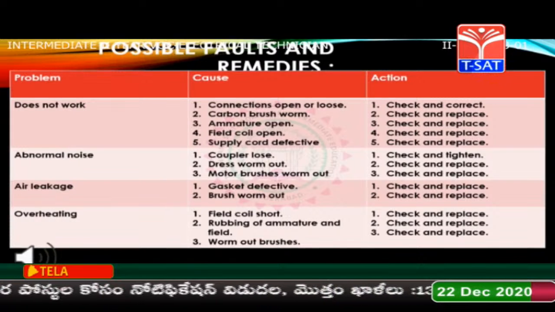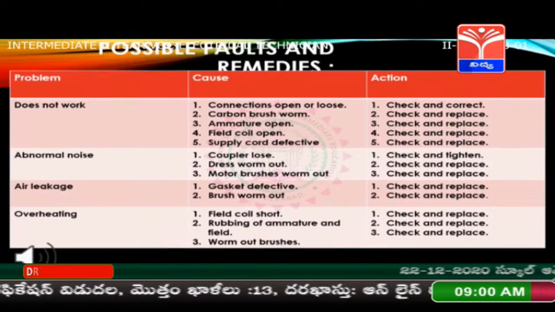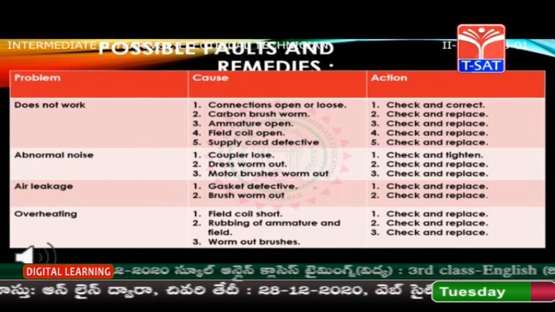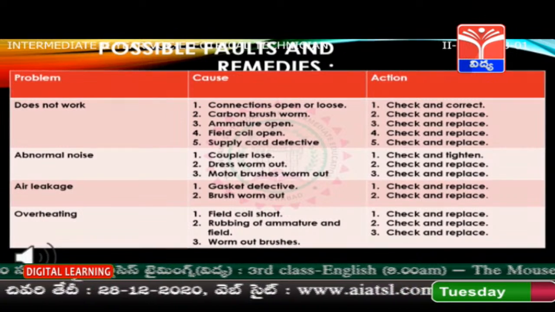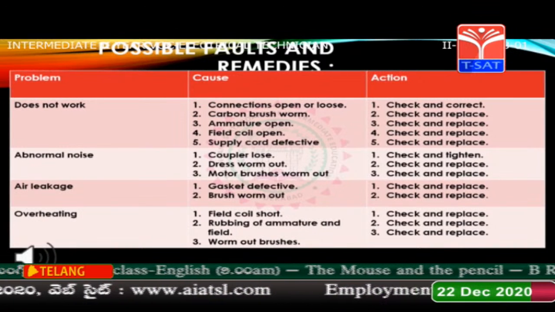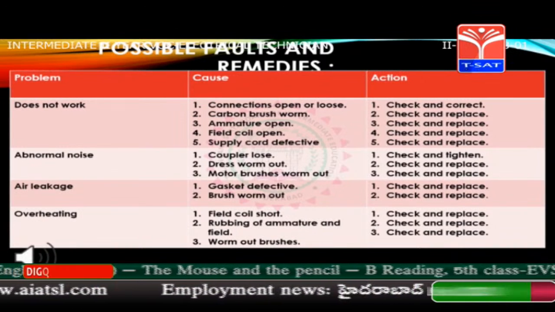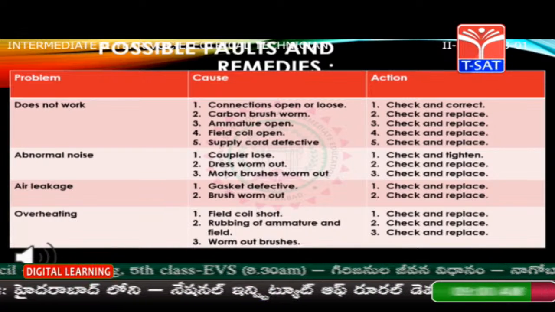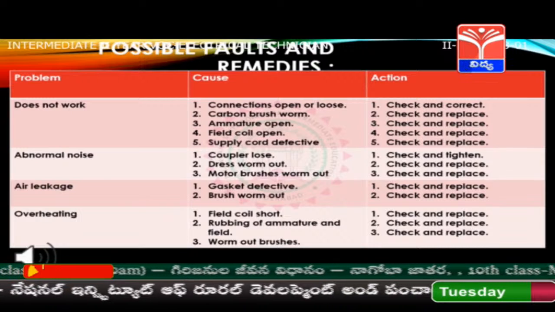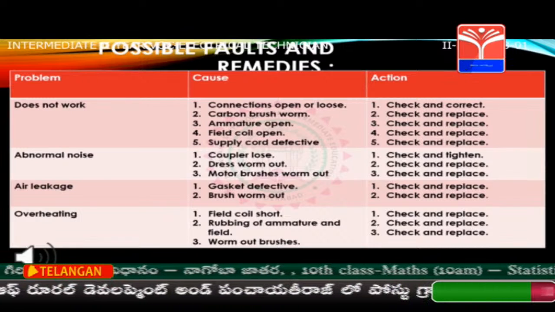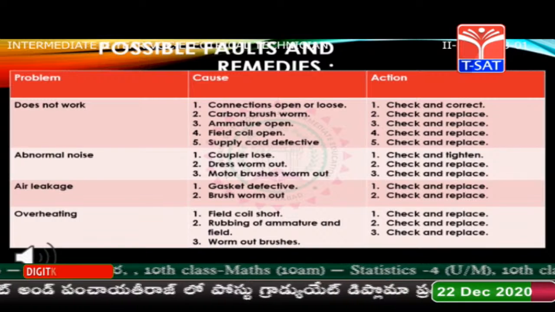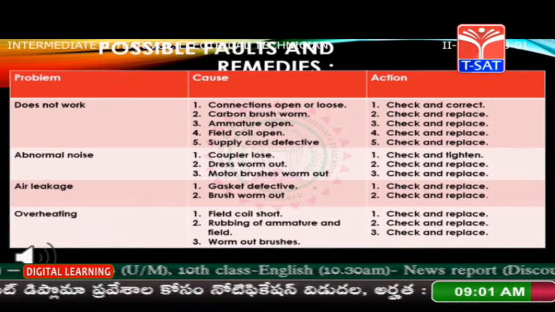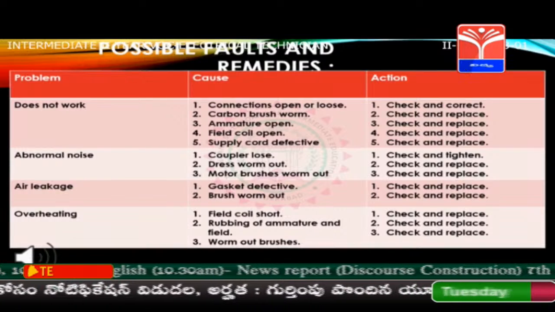Armature open circuit or short circuit: check the armature winding and replace it. Field coils open: check the field coil and replace it. Switch is defective: check the switch and replace it. Supply cord is defective: check the supply cord where it is defective and replace it.